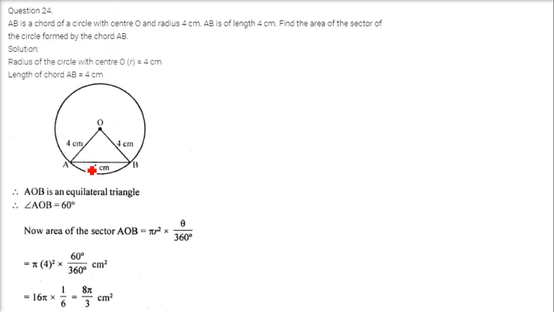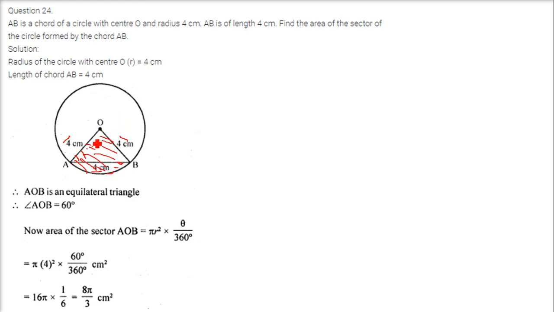AB is a chord of a circle. So here AB is the chord of the circle and center is O. Radius is 4 centimeter. AB is of length 4 centimeter. So this is 4 centimeter, and this radius is also 4 centimeter. So all the sides of this triangle being formed, that is ABO or OAB, are equal. That means it is an equilateral triangle. Find the area of the sector of the circle formed by the chord AB. So this area we have to find out.